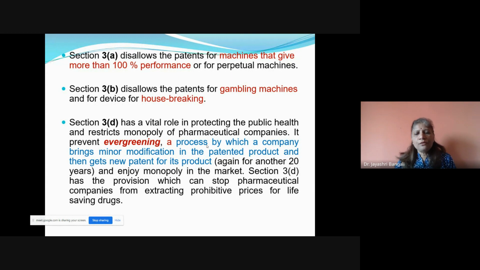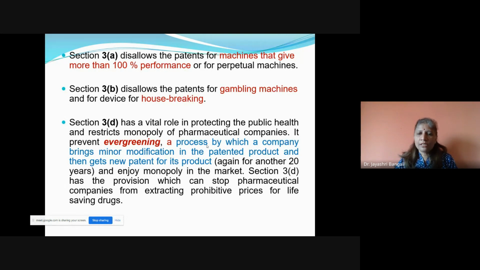Section 3D is a very, very important section of the patent law. Why? Because in 2020, when the COVID pandemic situation occurred, we were stuck in our houses, and it was a horrible situation we faced for two years, 2020 to 2022.